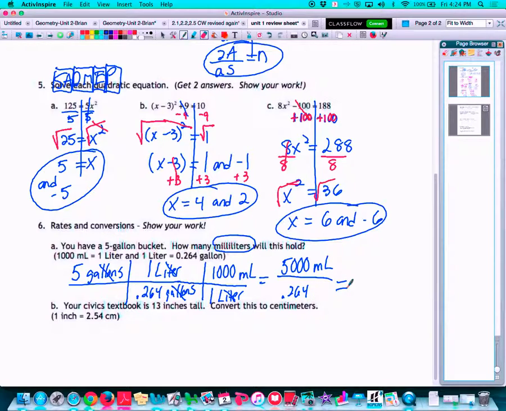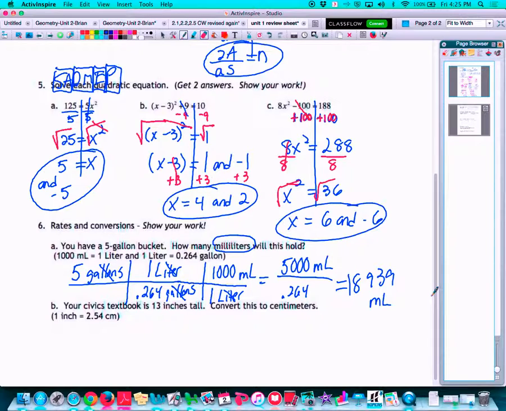Since we have a number on the bottom there, let's go ahead and divide that fraction. So 5,000 divided by 0.264 is equal to a whole lot of milliliters. You've got 18,939 approximately milliliters. All right, last problem.